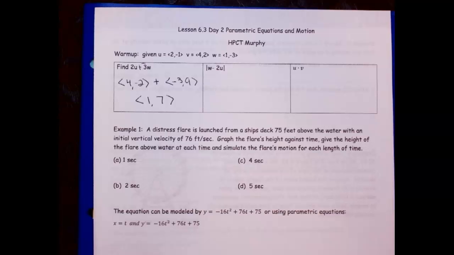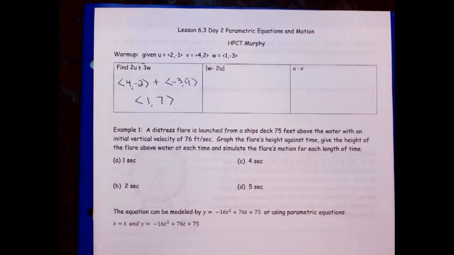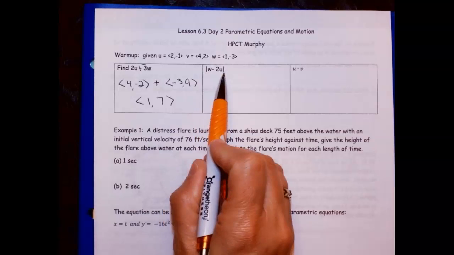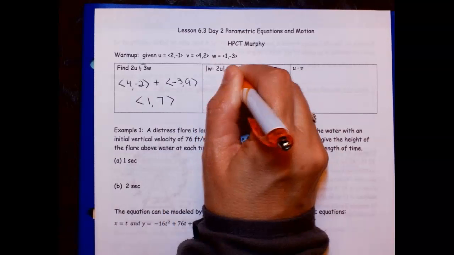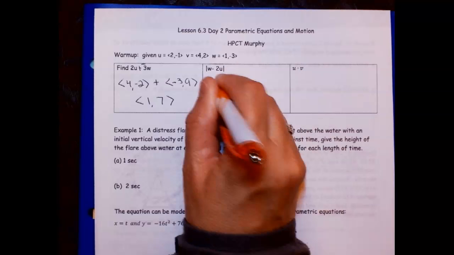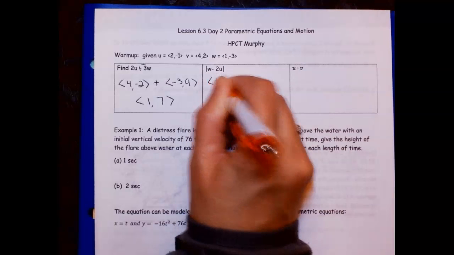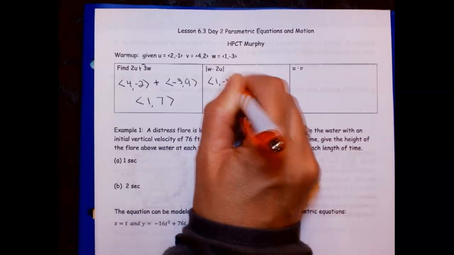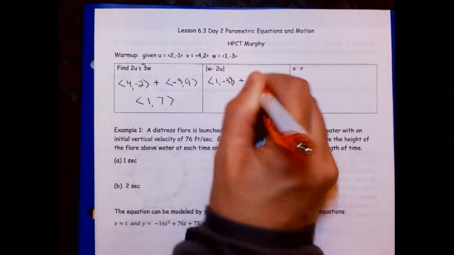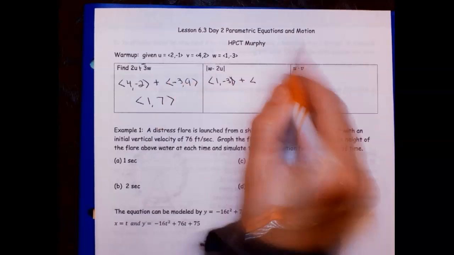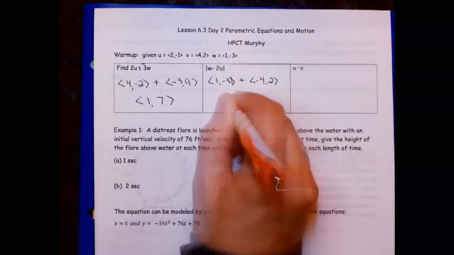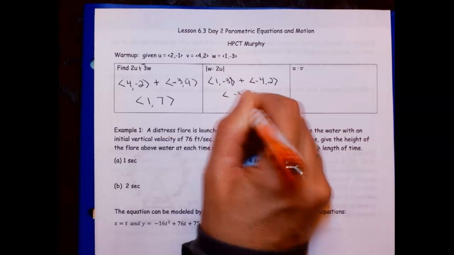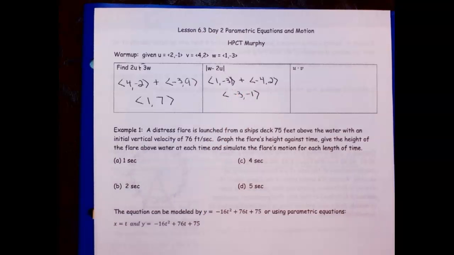Okay, the next one we've got w minus 2u, and remember these are not absolute value bars. That means we want to find the magnitude. So the first thing we want to do is go ahead and let's do vector w, and again I'm going to just change this to adding negative 2 times vector u, negative 4 and 2. I'm going to add those vectors together, negative 3, negative 1, and then I'm looking for the magnitude.